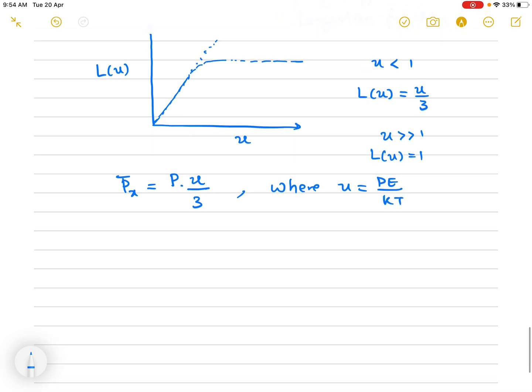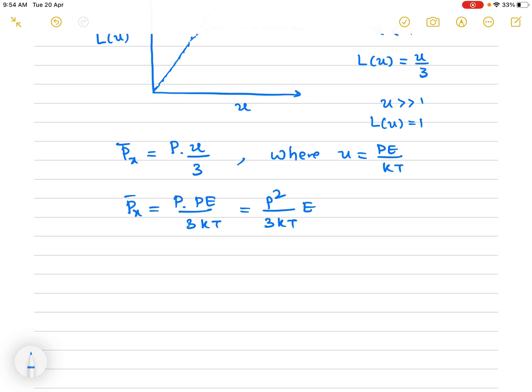And now we compare our definition of dipole moment. So the strength of this depends on the field that we apply. The dipolar polarizability is alpha d, which is now p square by 3kT, where k is the Boltzmann constant and T is the temperature.